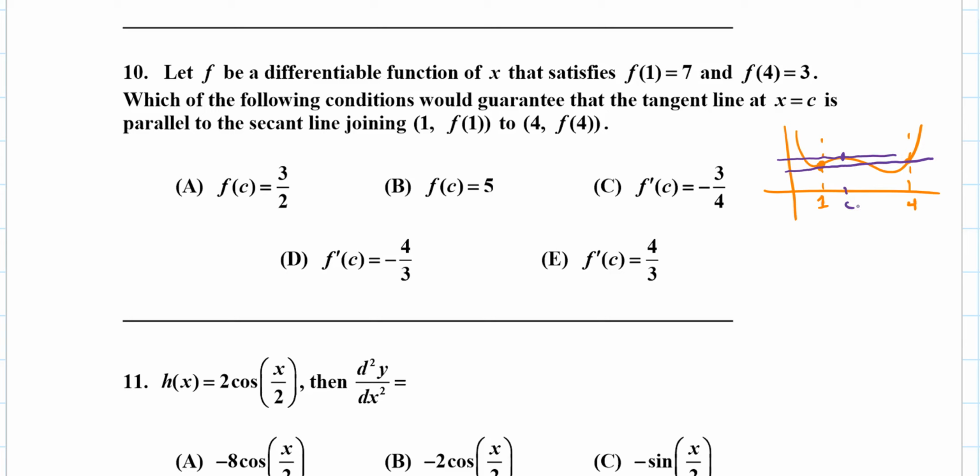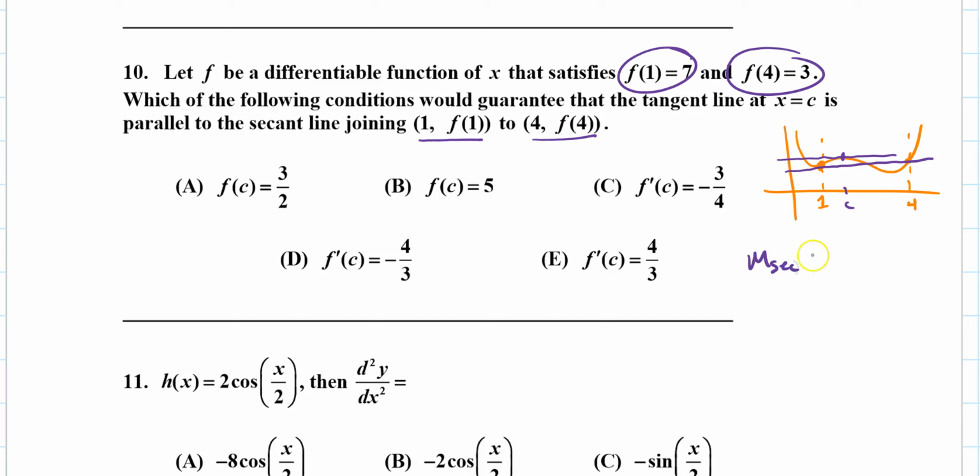Well, that to me looks like the mean value theorem. So the mean value theorem says that the slope of the secant line is equal to the slope of the tangent line at a point somewhere between the interval. So all we need to do is figure out the slope of the secant between 1 and 4, and we've got all the information we need.